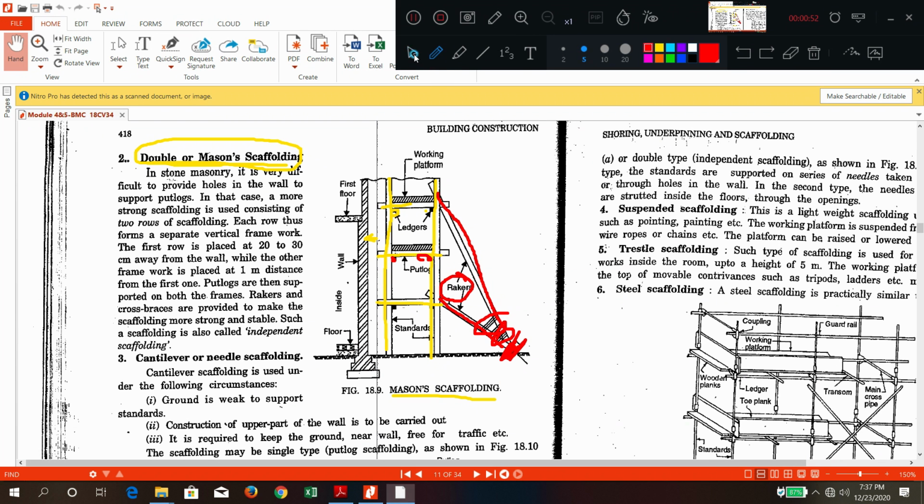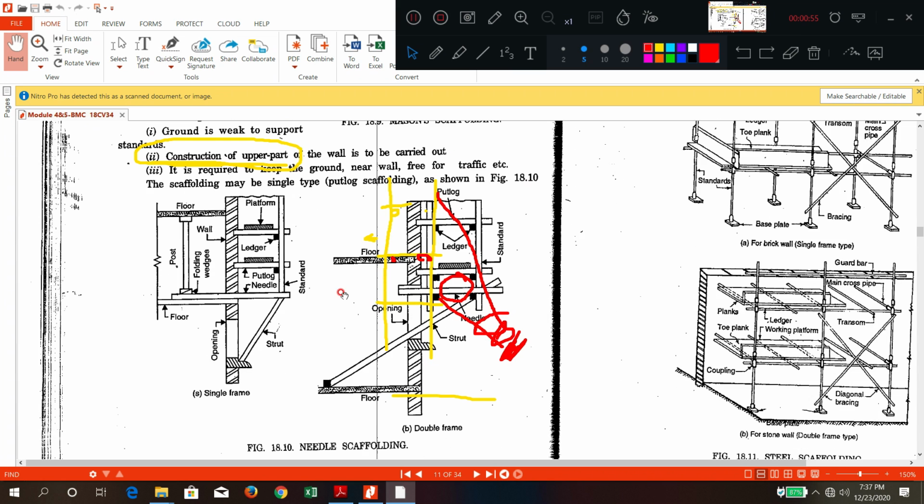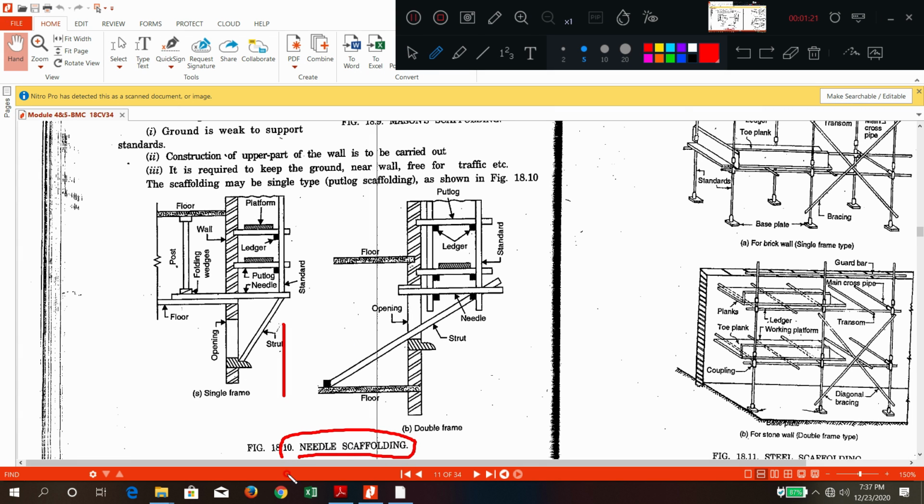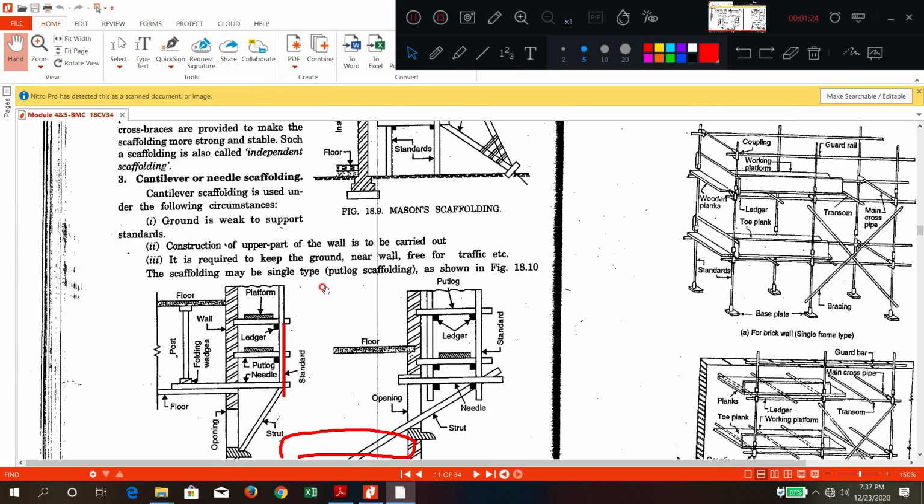Now this is about double scaffolding. Now what is happening here? Sometimes you need to work and you don't want to support the standards on the ground. You want it suspended. That is why we call it a needle scaffolding. Needle means one inserting member will come. When this needle is used, it is also called cantilever scaffolding.